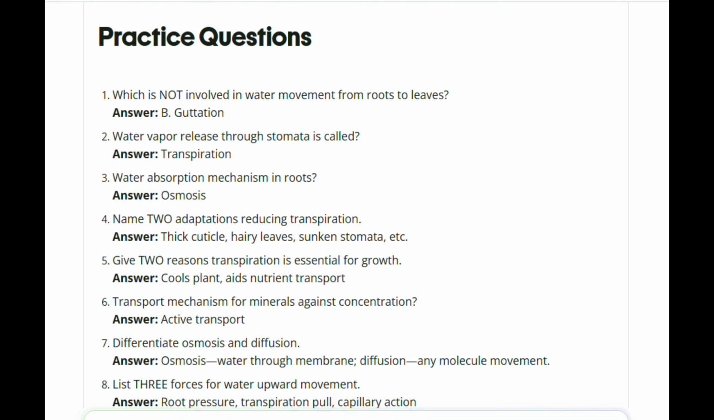7. Differentiate osmosis and diffusion. Osmosis is water through a membrane, then diffusion is any molecular movement. Name the 3 forces for water upward movement. We have root pressure, we have transpiration pull, and we have capillary action.